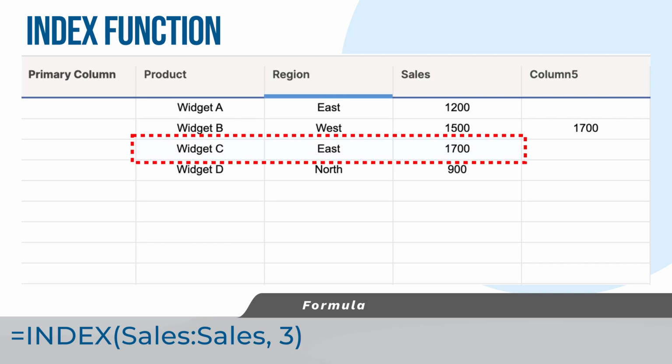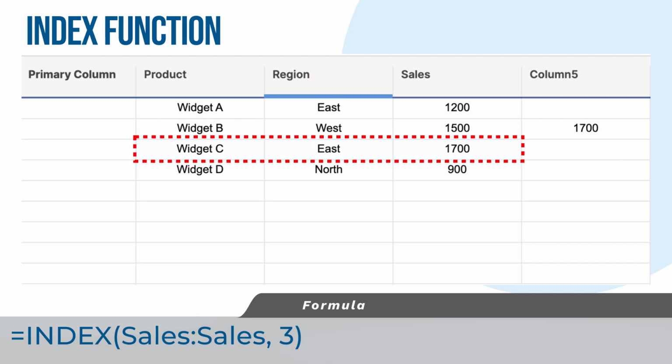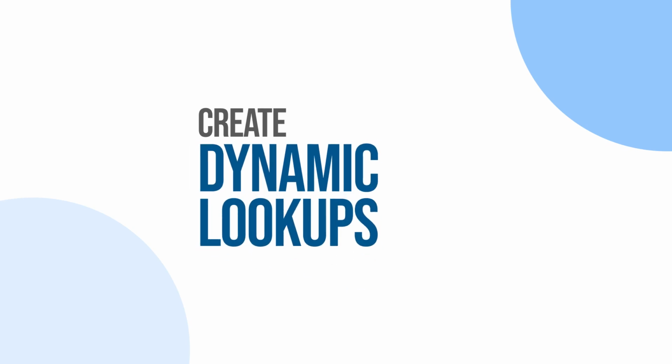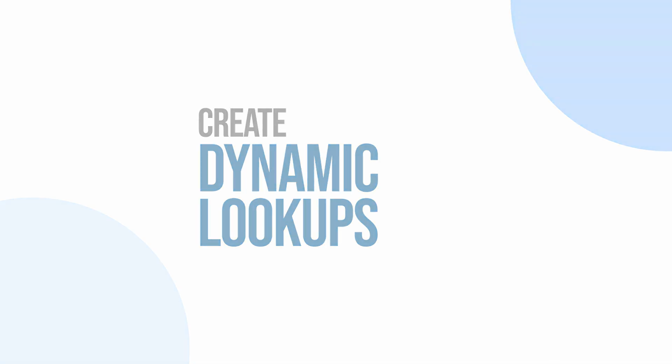While the index function is powerful on its own, you can take it to the next level by combining it with the match function. This combination allows you to create dynamic lookups where the row or column number is determined by the position of a specific value within a range. If you want to learn how to do this, check out our video on combining index and match in SmartSheet.